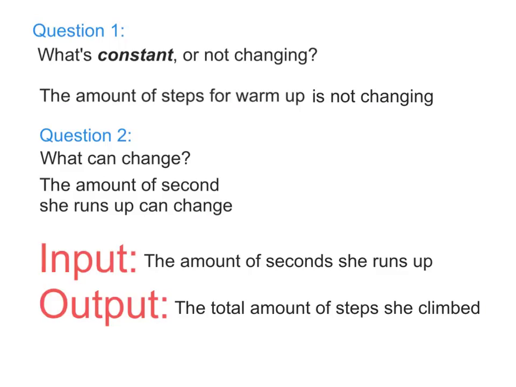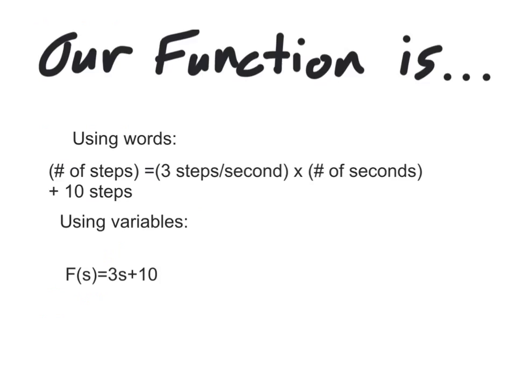Question 1. What's constant or not changing? The amount of steps for warm-up is not changing. Question 2. What can change? The amount of seconds she runs up can change. So our input is the amount of seconds she runs up, and our output is the total amount of steps she climbed. Now that we know our input and output, we can describe our situation with a function.